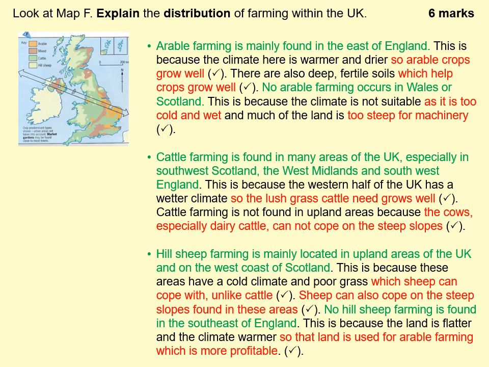But what's a good way to think about trying to get our marks is by thinking, okay, I'm going to talk about arable farming, cattle farming and hill sheep farming. So I might try and get 2 points for each of these. And maybe one of them I'll give an extra point as a backup point.